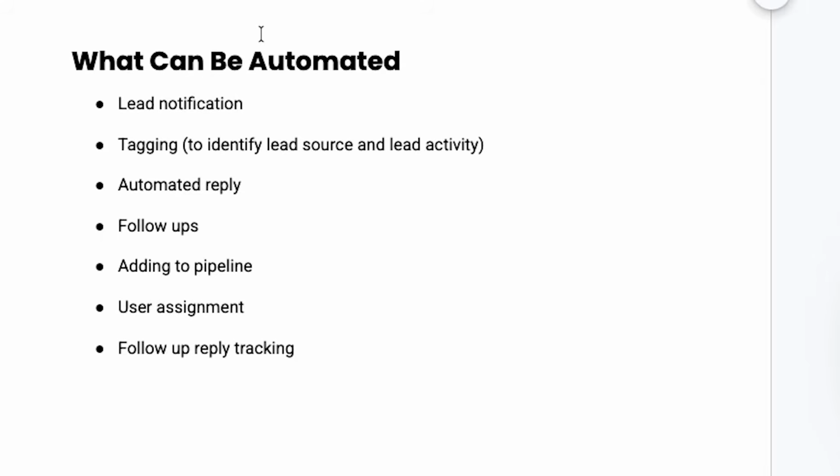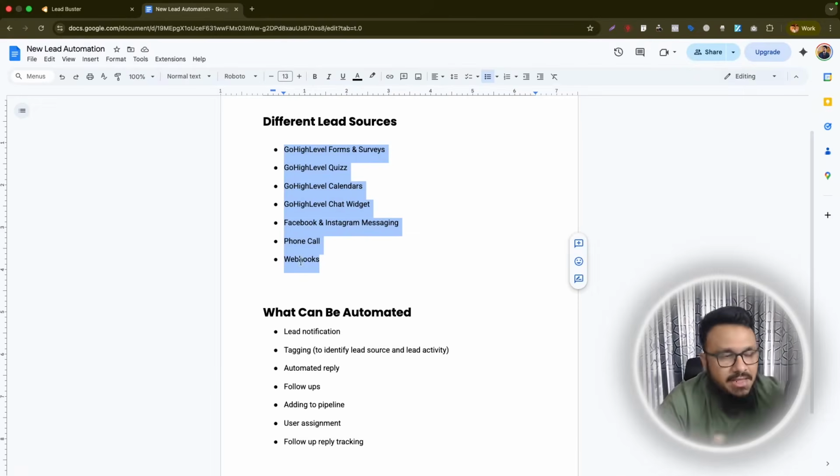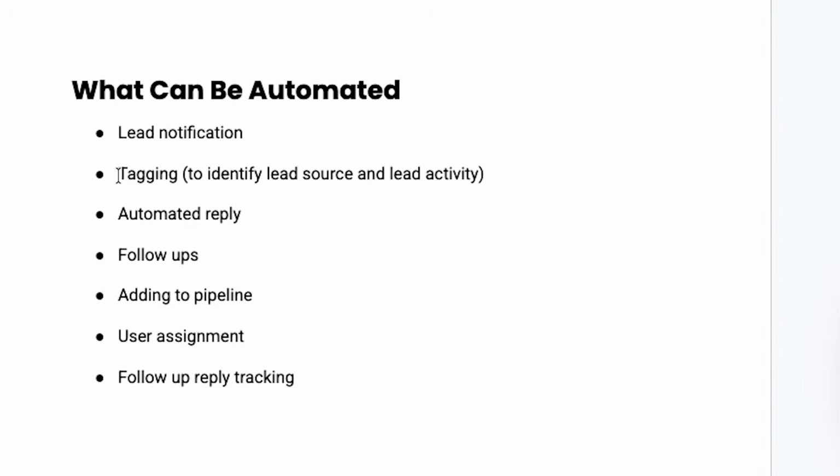If we are implementing it for someone like a client of ours, we can send a client a notification saying that, hey, you have a lead from this source, from a website form submit or a chat widget or an appointment or Facebook or something. Then we can tag them. So we can add tags to leads to identify what was the lead source, like where it came from.